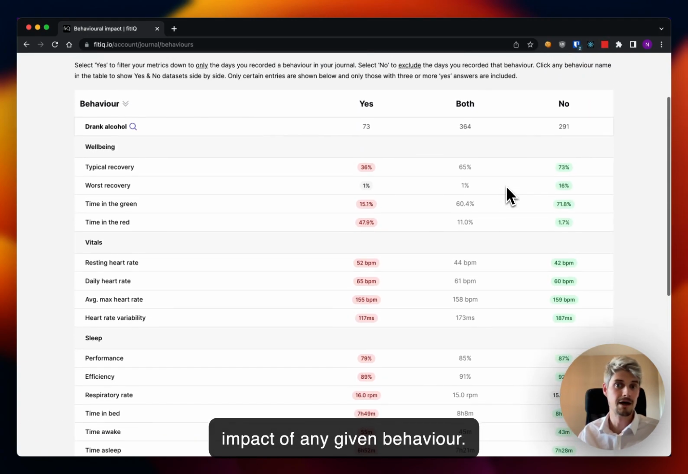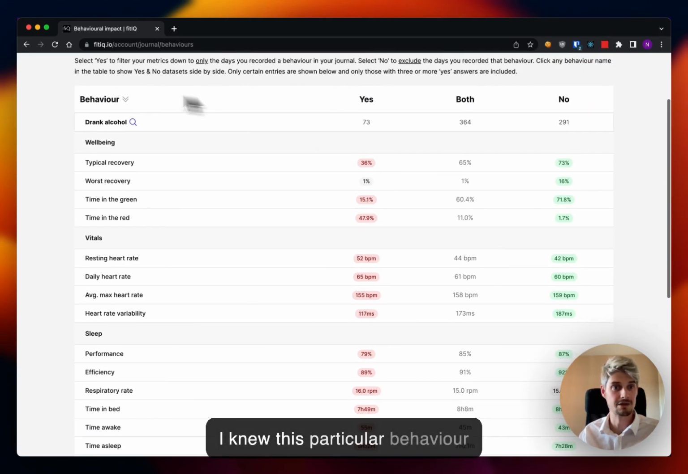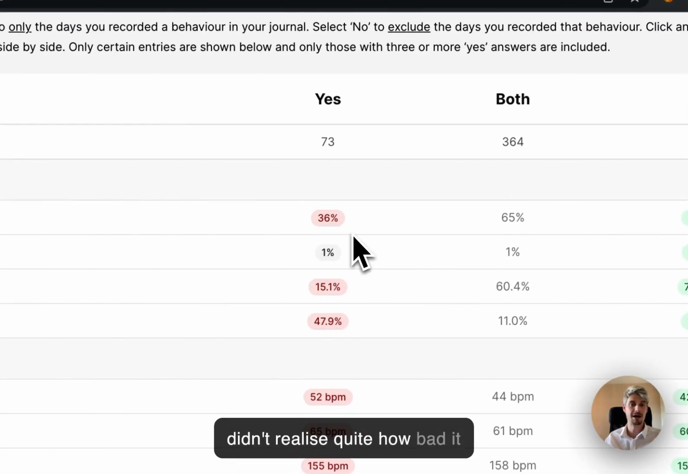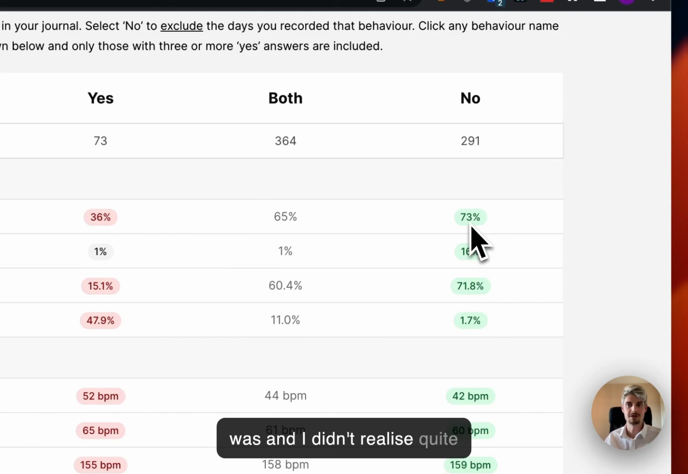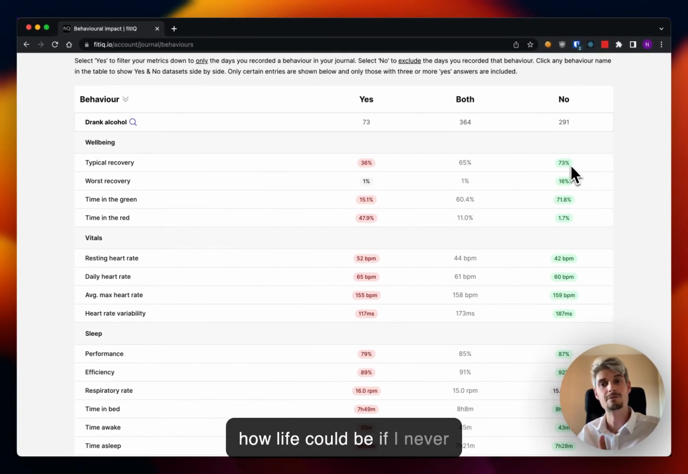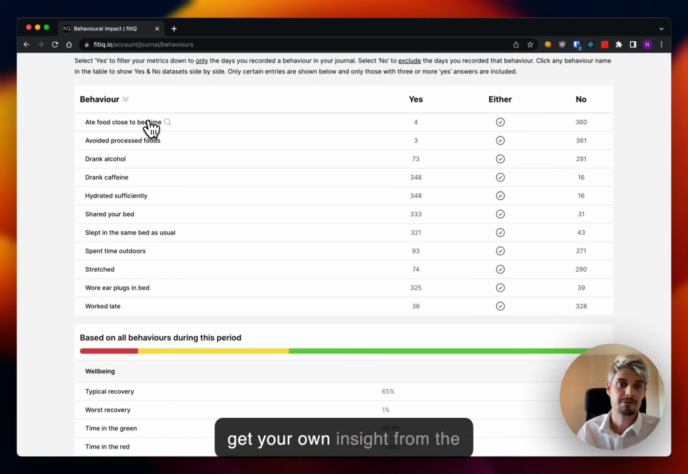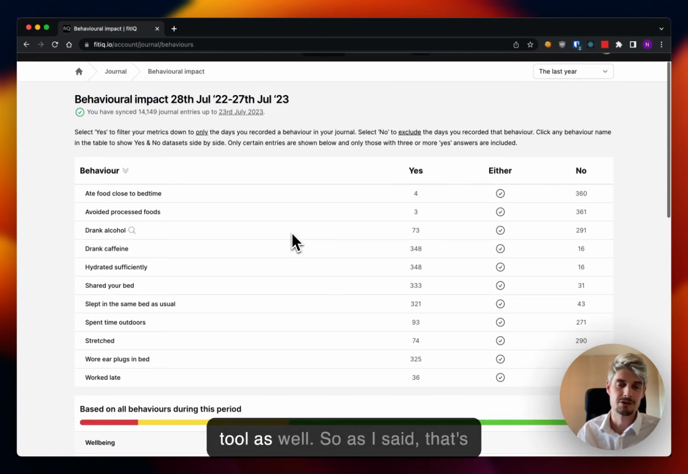And for me anyway, this gives you an extremely visceral view of the positive and the negative impact of any given behaviour. I must admit, before I built this, I knew that this particular behaviour was probably bad for me. I didn't realise quite how bad it was, and I didn't realise quite how life could be if I never exhibited it. So hopefully you get your own insight from the tool as well.